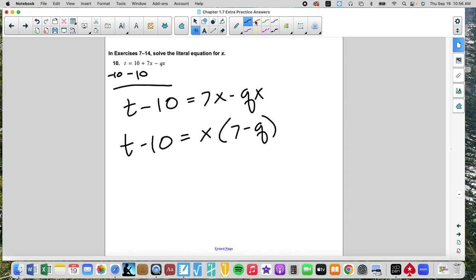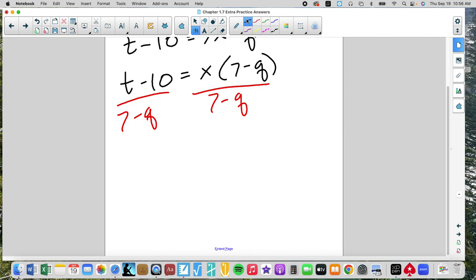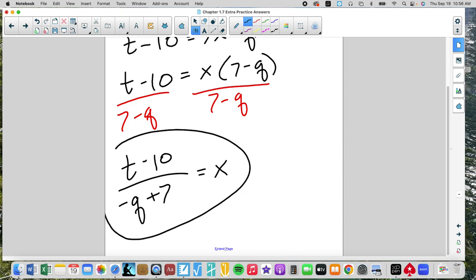Little tricky part here coming up. We'll divide by 7 minus q, divide by 7 minus q. And I'm going to write t minus 10. I'm going to put my variable first. And when I write my variable, notice the negative in front of the q stays with it, and the 7 stays positive. A lot of students would write q minus 7. This is not q minus 7. That's a positive 7 and a negative q. So when I rewrite it, that q has to stay negative. And I can't simplify any further.